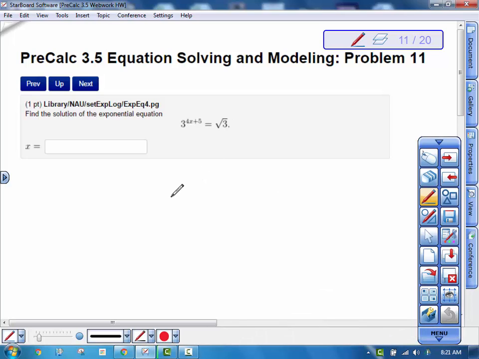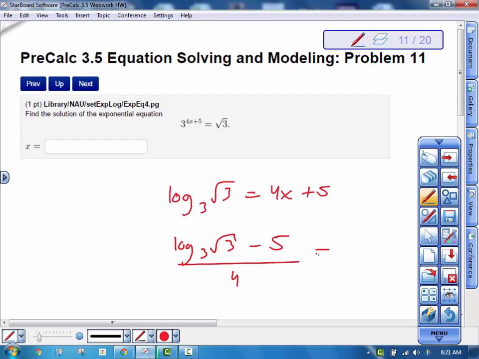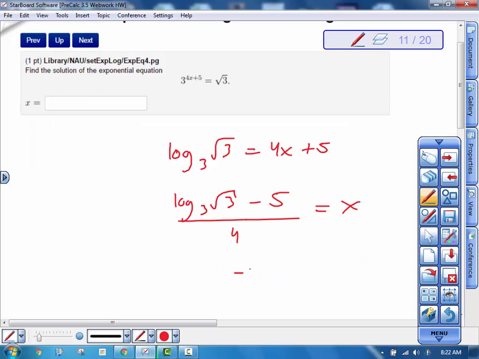Okay, problem number 11. Same thing we've been doing. Let's make this log base 3 of the square root of 3 equals 4x plus 5. We change that from exponential into log form. And then we can just subtract 5. So this is something we can easily do on our calculator and divide everything through by 4, and that will give us x. In the calculator, that gives me negative 1.125, or if you prefer a fraction, negative 9/8.